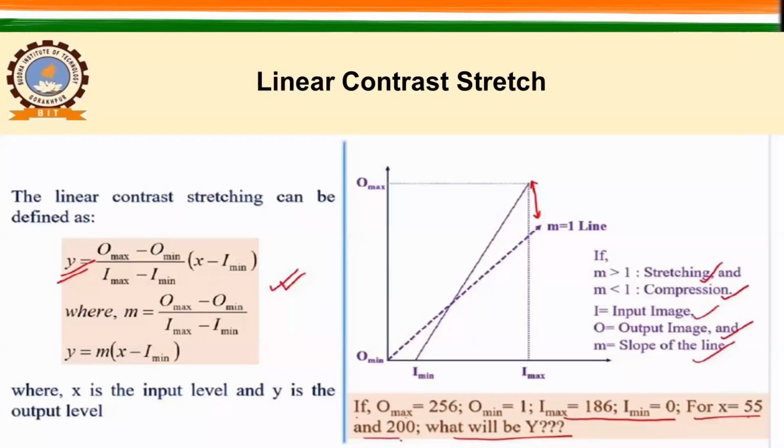Now you can try this. If O max equals 256, O minimum equals 1, I max equals 186, and I minimum equals 0, where I max and I minimum have been estimated from your image matrix, then for x equals 55 and 200, what will be the y value? You can easily use this formula to calculate it. Y will be the new stretched value for 55 and 200, so you will get two values.